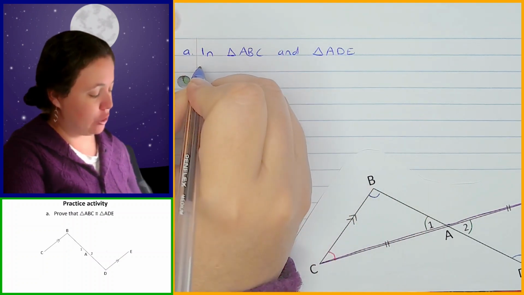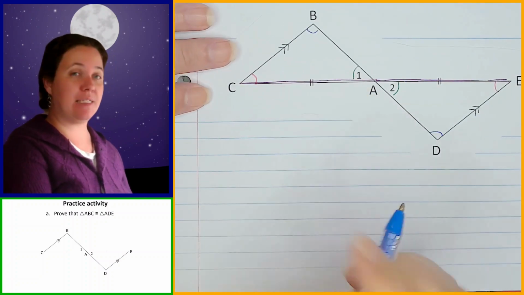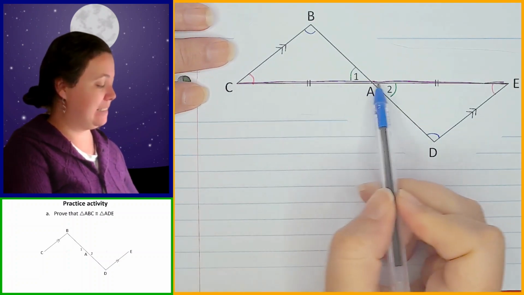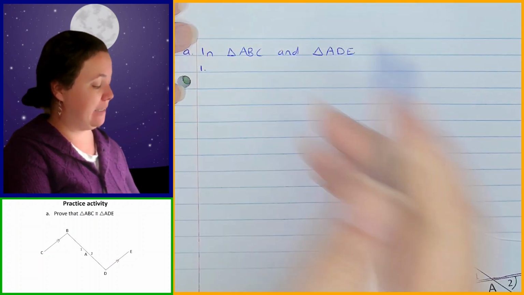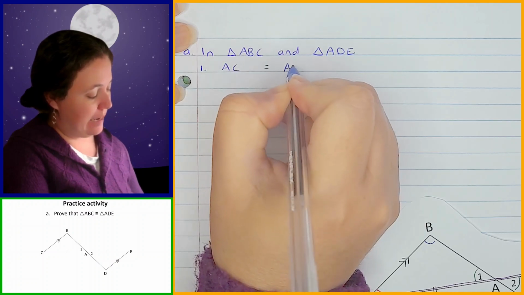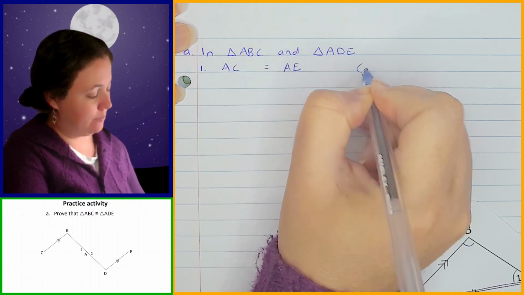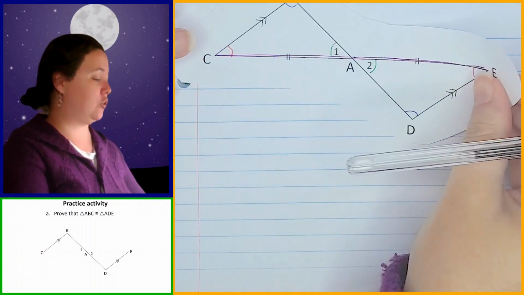Now we're going to start with our statements. So first I'm going to do the pair of sides that I know are equal. So AC is equal to AE. The reason I know that is because they told me it's given. So AC equals AE, given. Okay, now we can go and do our angles.